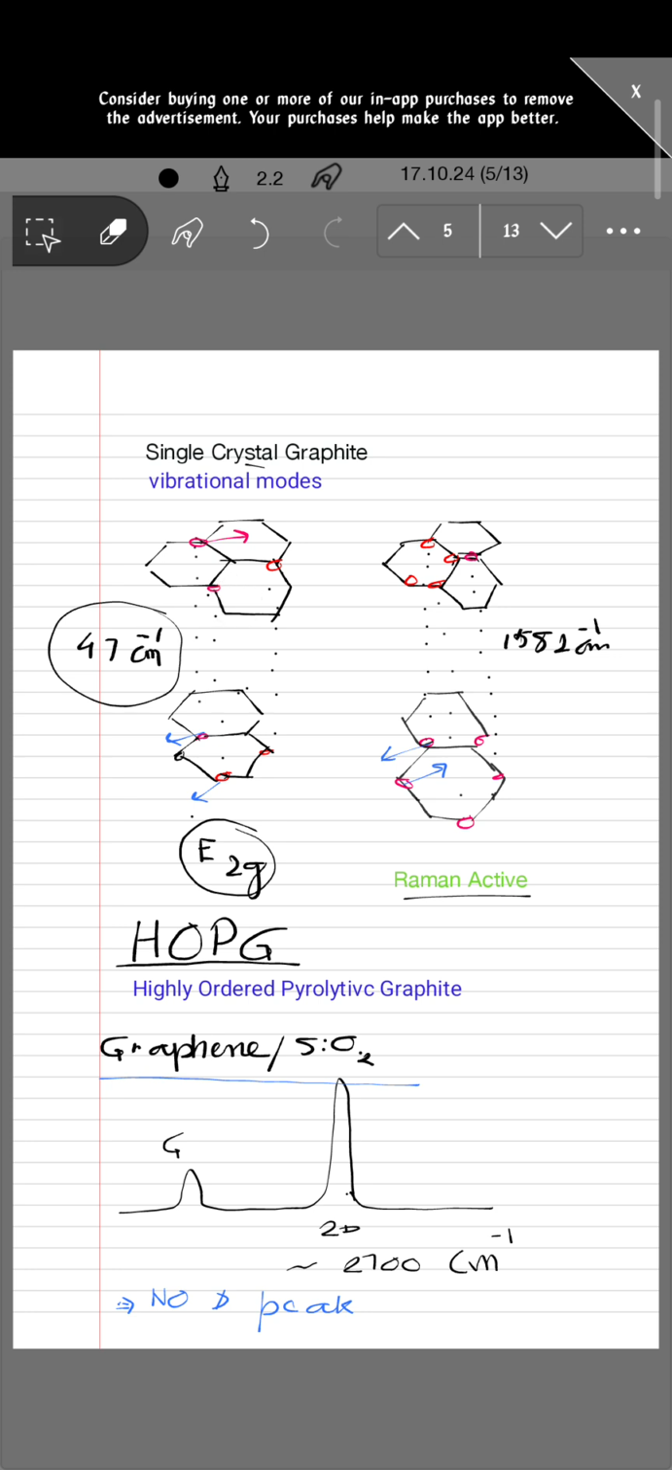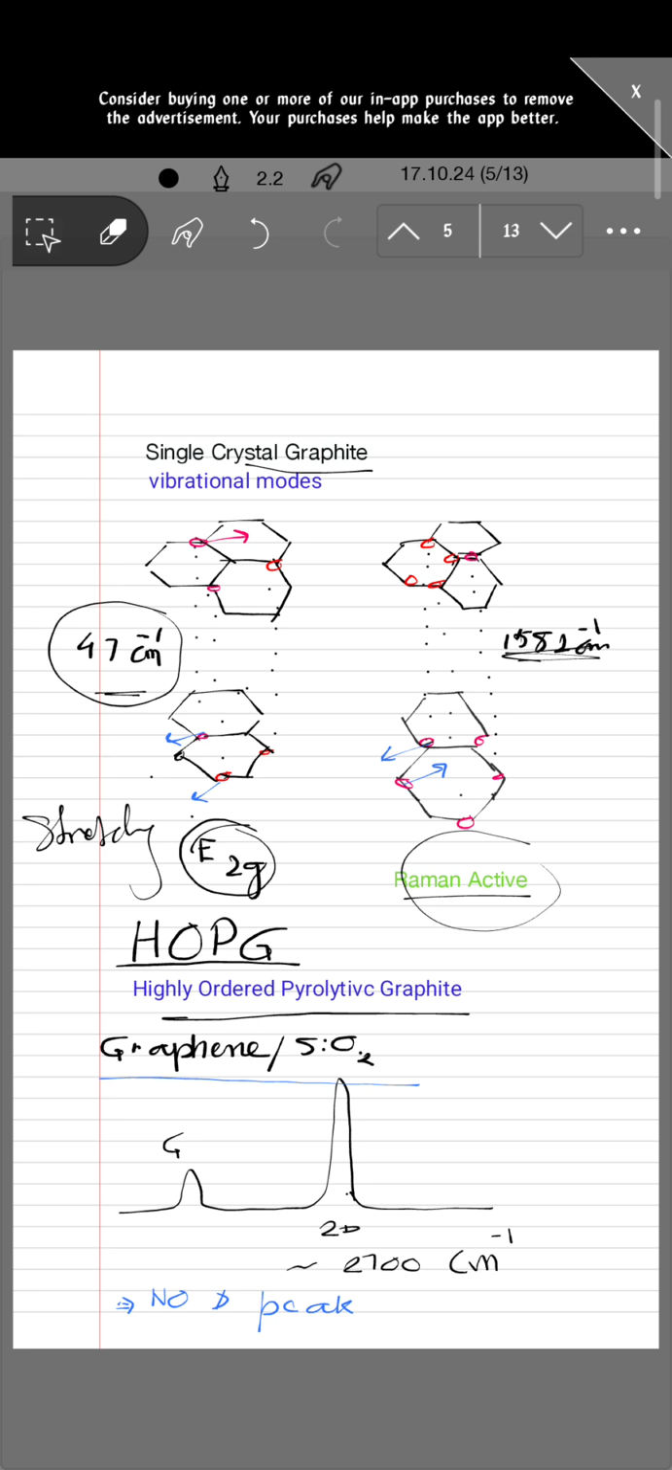And if you take single crystals of graphite, you can see how the bonds are linked, how the stretching actually takes place in graphite. So these sorts of stretchings will correspond to E2G, therefore a peak around 47 centimeter inverse. And if the stretching takes place in this fashion, the peaks will arise at 1581 centimeter inverse, and they are called highly ordered pyrolytic graphite, these single crystal graphites.